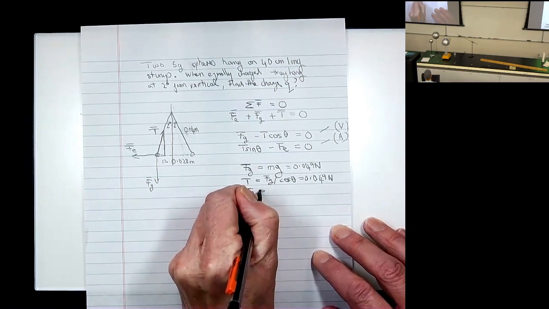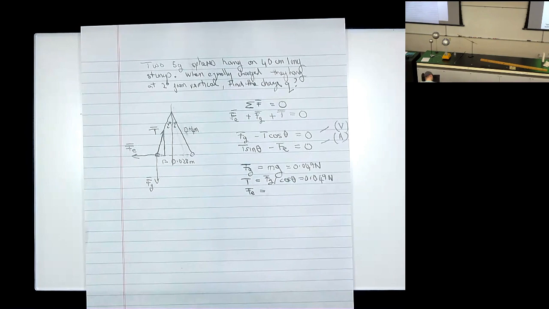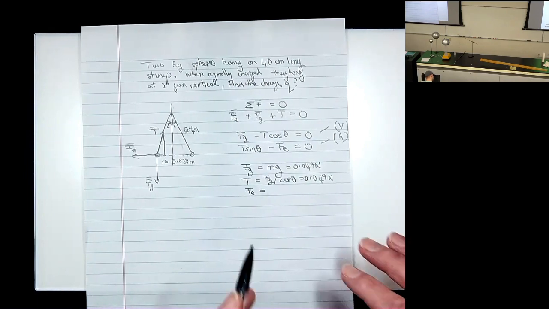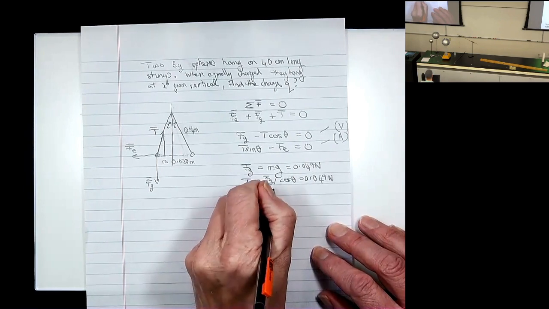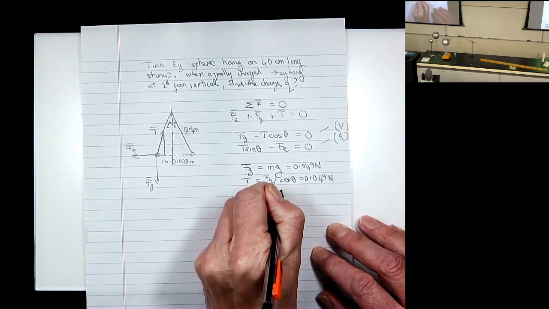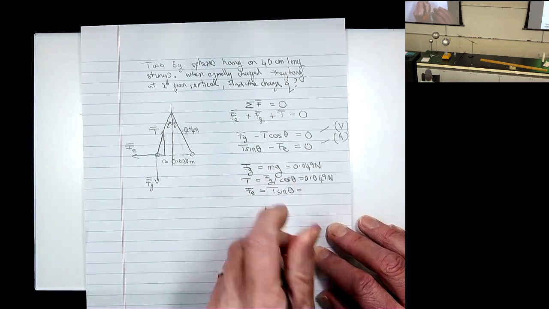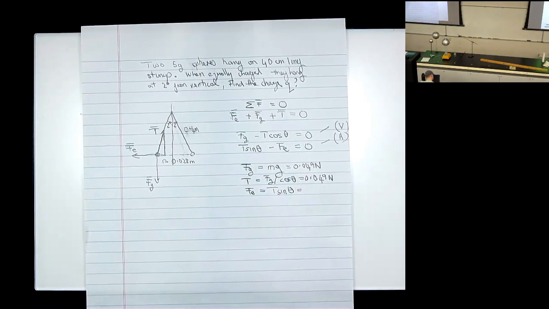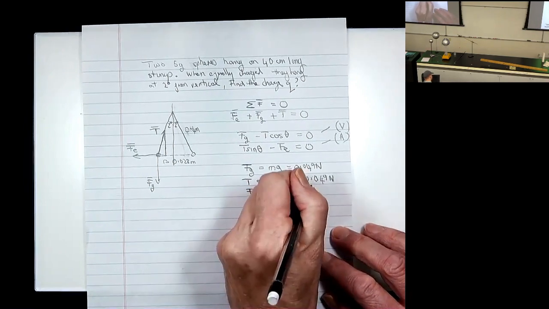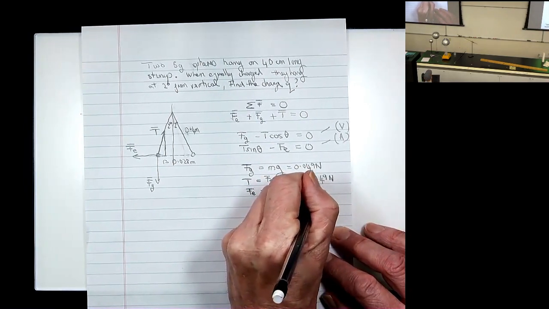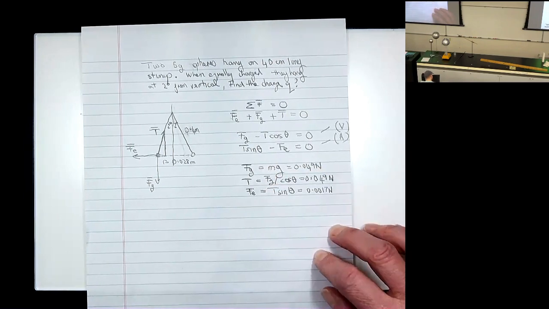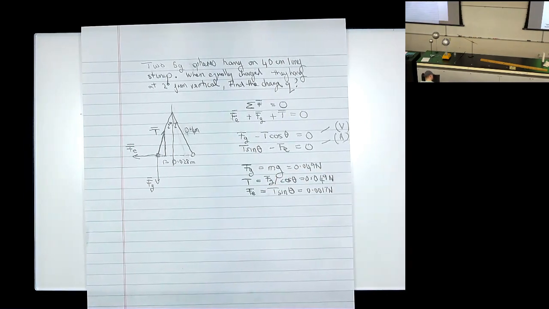To find the electrical force, now I know both gravity and the tension force. Well, I can just use the second of the equilibrium equations, this one here. If I rearrange that, it tells me that the electrical force is just T sine theta. And again, now just got to multiply 0.049 newtons by the sine of 2 degrees. The sine of 2 degrees is a very small number. So we end up with 0.0017 newtons. That's the size of the electrical force.